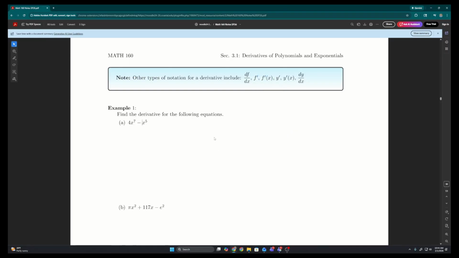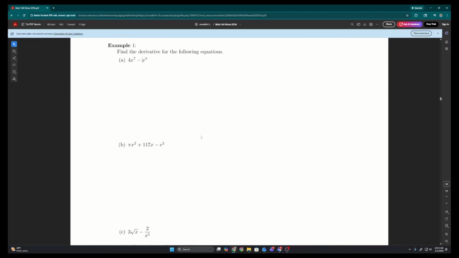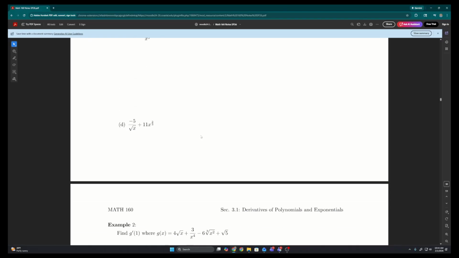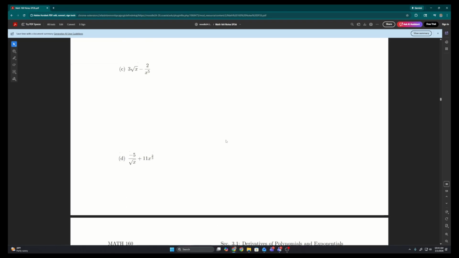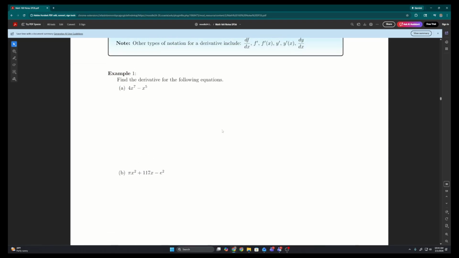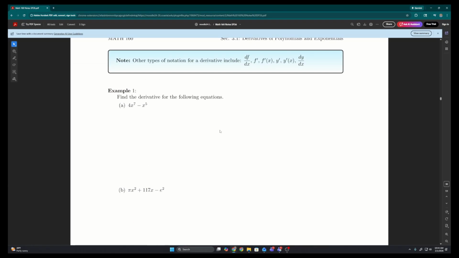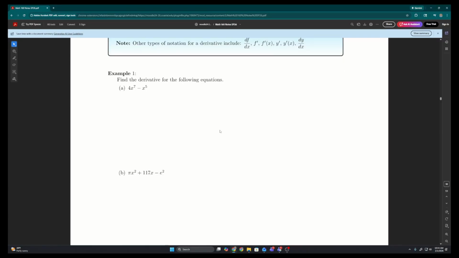Now, example 1, we have a couple different ones here we're going to do. Okay, we hit example 2. We're doing the same thing, but we're just taking it one step further, and then we're going to add an extra tool to your toolbox before we hit the last example. So let's go ahead and take a look at these examples here.